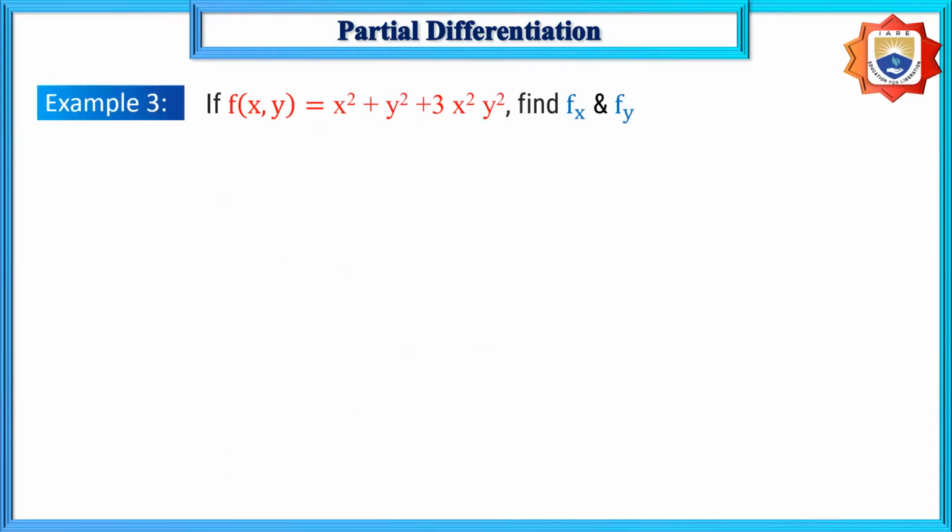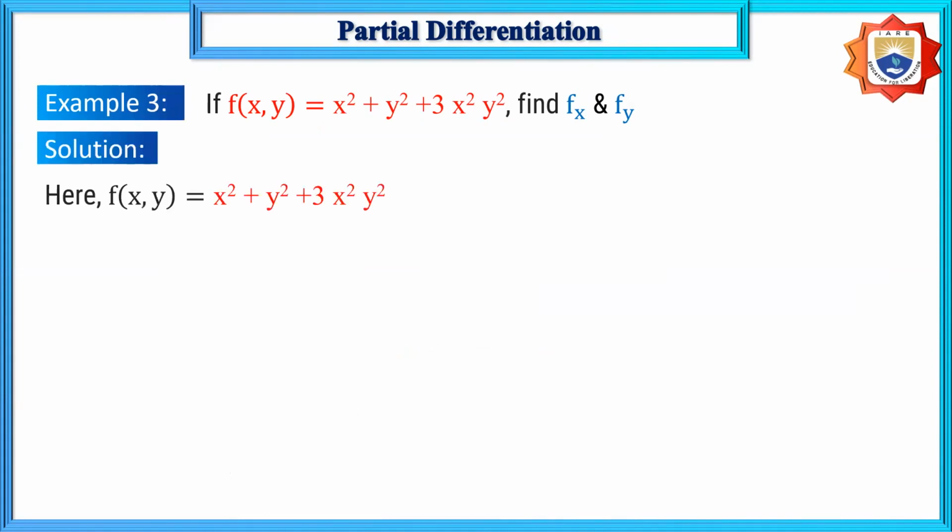See, for example, another problem. If f of x comma y is equal to x square plus y square plus 3x square y square, then find the value of fx and fy. Try to tell me, here also, same as previously, what is the dou by dou x? Sir, 2x plus 6x y square. That's good. I hope you understood everything properly.